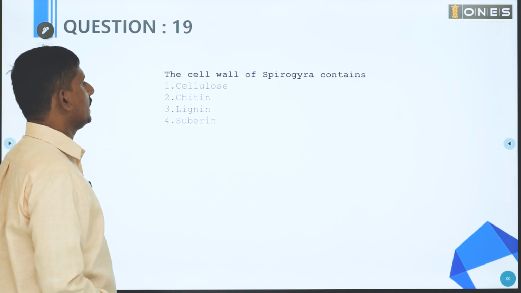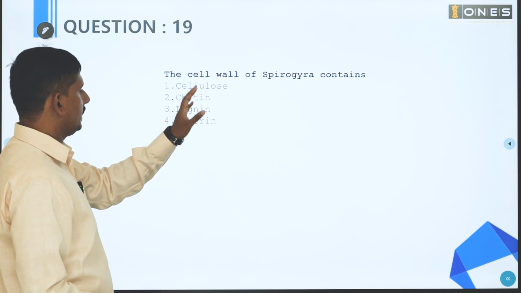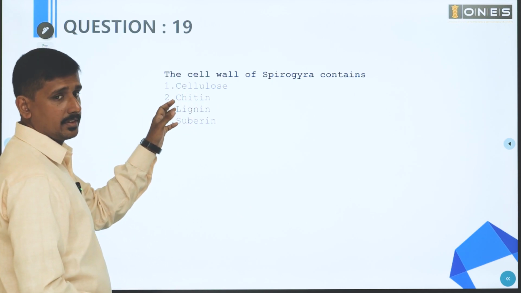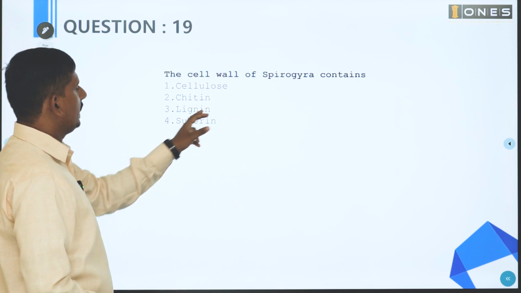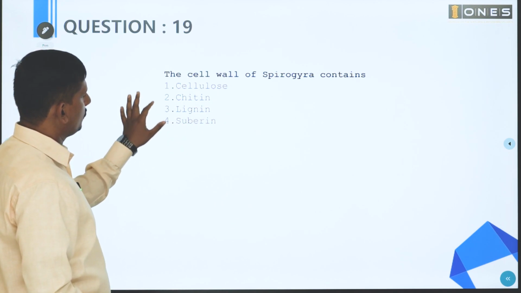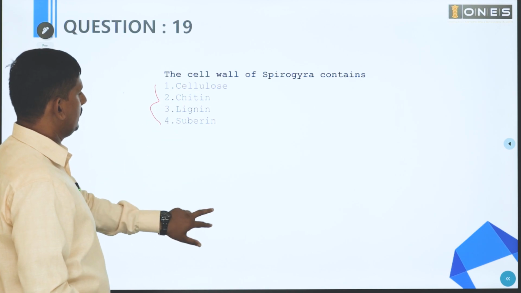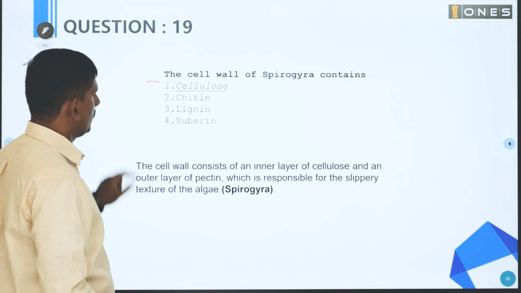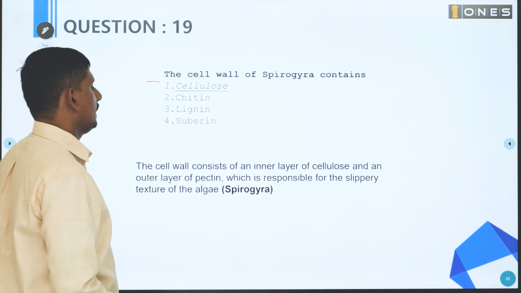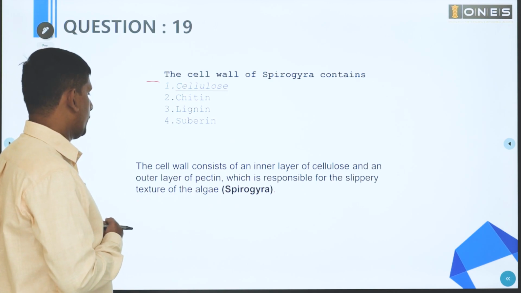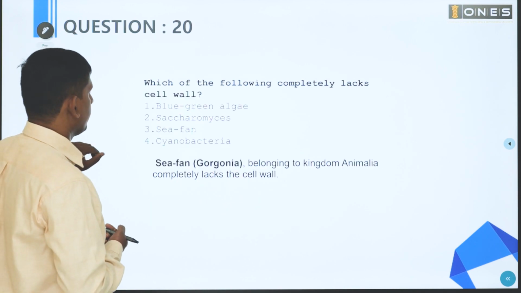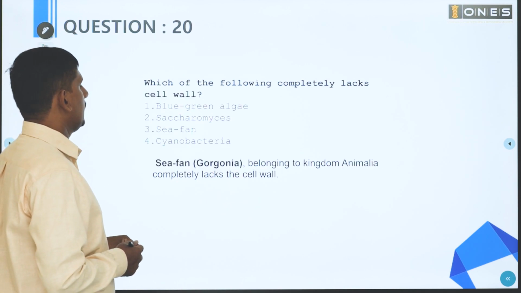Cell wall of Spirogyra contains. So what is the Spirogyra cell wall made of? Cellulose, chitin, lignin, suberin. So four options are given: cellulose, chitin, lignin and suberin. So the right answer is cellulose. The cell wall consists of an inner layer of cellulose and an outer layer of pectin, which is responsible for the slippery texture of the alga Spirogyra.